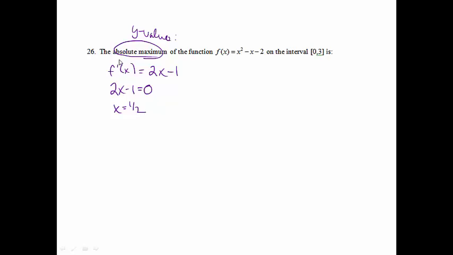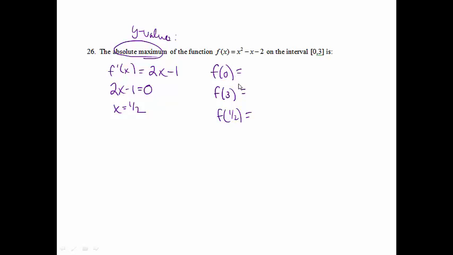Okay, this time, since we're looking for absolute instead of relative, we actually are going to plug the critical numbers and the endpoints back into the original function. So we're going to find f of 0, f of 3, and f of 1/2. And again, we're going to plug these into the original function.